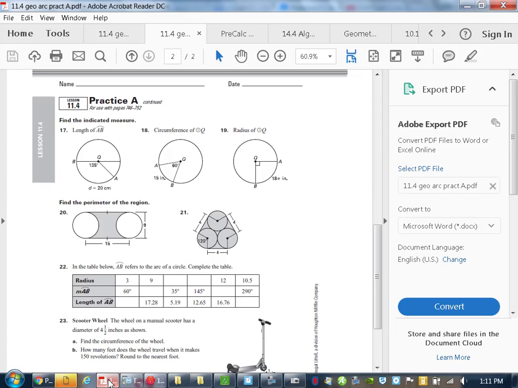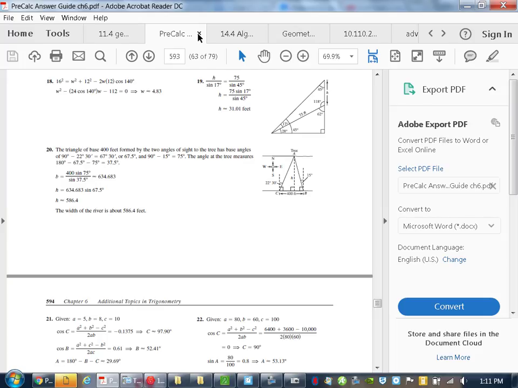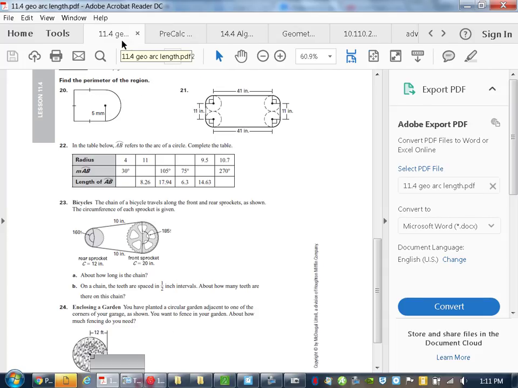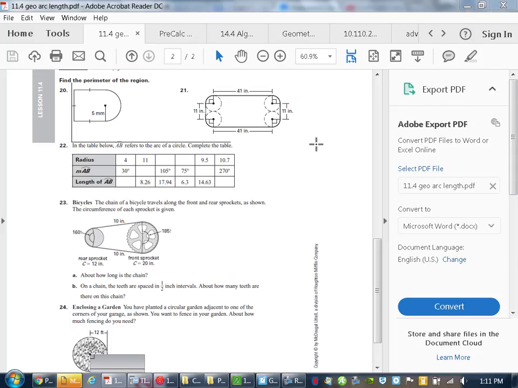I think I only have one more. Actually, it's 2. All right, take a second and do these 2. Then I'll give you some review problems.